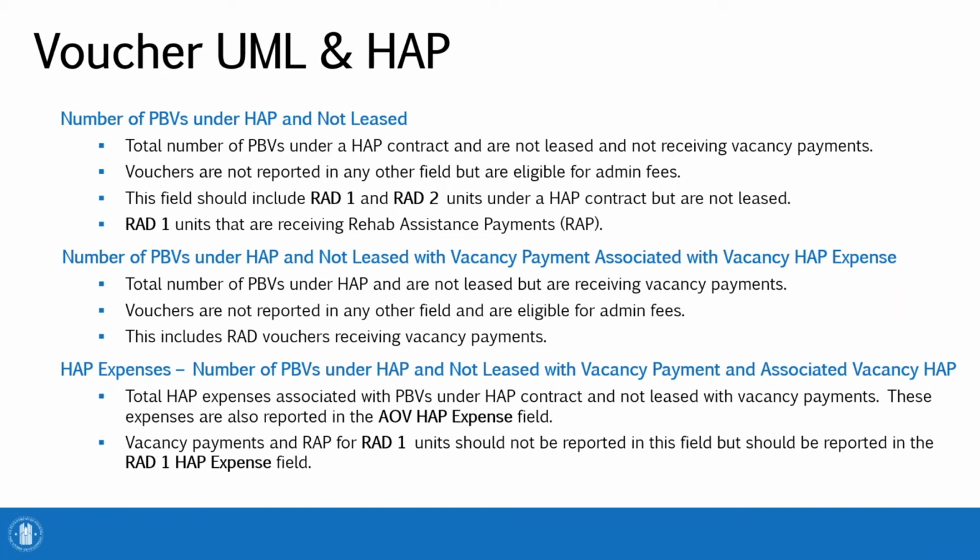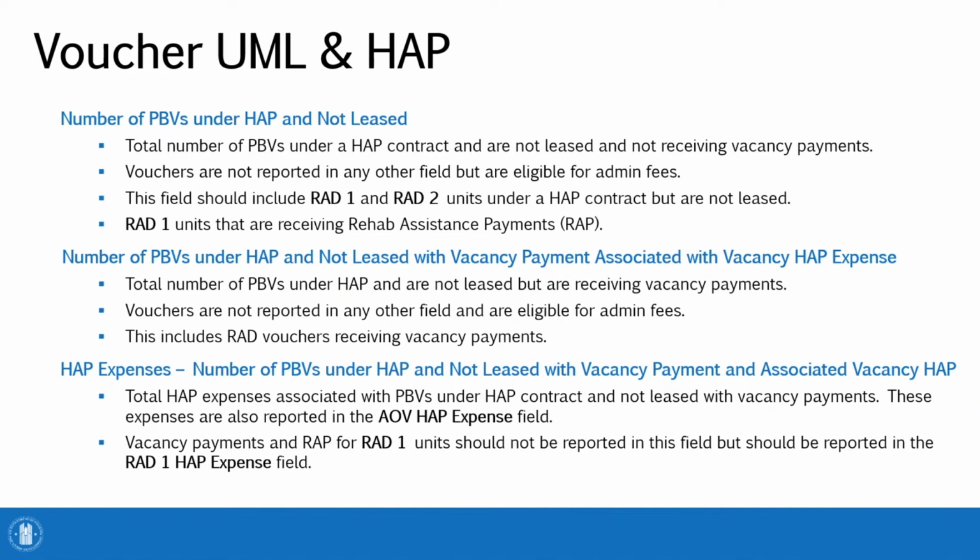Number of PBV HAP and not leased with vacancy payment associated with the vacancy HAP expense. This represents the total number of PBVs under HAP and not leased but are receiving a vacancy payment. Vouchers are not reported in any other field and are eligible for admin fees. This includes RAD vouchers receiving the vacancy payments.